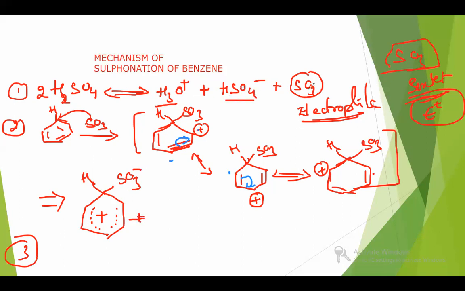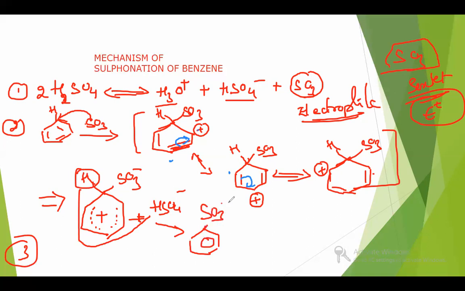Will be forming HSO4 minus, SO3, H3O plus. HSO4 minus takes this hydrogen, so HSO4 minus and H becomes H2SO4. The combination will be forming H2SO4 along with the formation of SO3 minus. SO3 minus and H2SO4 is stable now.